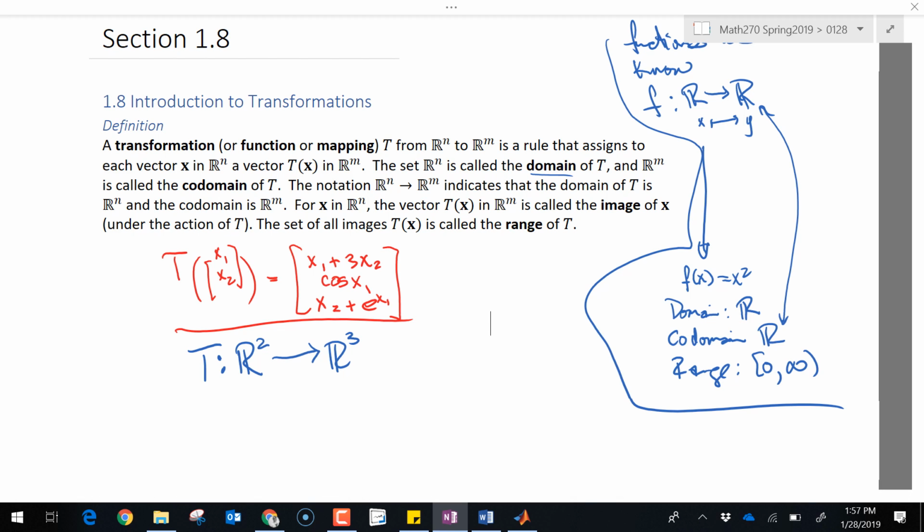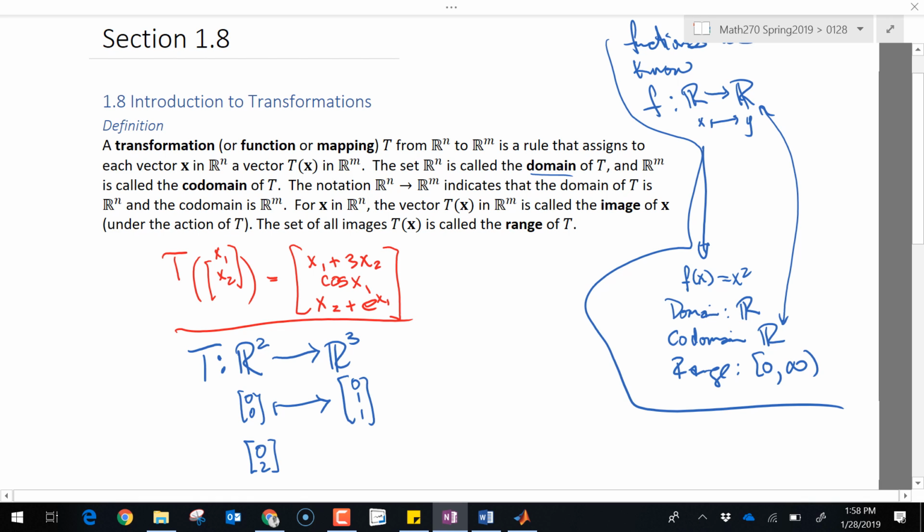Let's see if we can find some examples. Where does 0, 0 go to? 0, 1, 1, right? You put 0 for x1, you put 0 for x2, and you get your output, whatever that is. So 0 plus 3 times 0 is 0. We have cosine of 0. That's 0. No, that's 1. And then we have 0 plus e to the 0 power. E to the 0 power is 1.